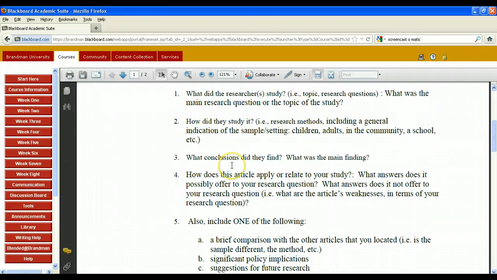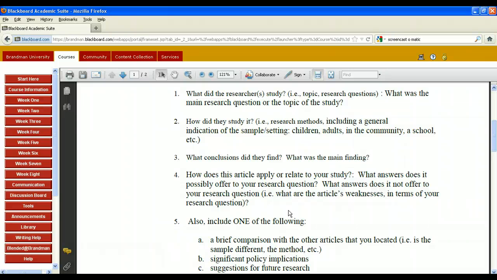You're telling us what conclusions they found, or what was the main finding. And most importantly, for your literature review, you're telling us how this article applies or relates to your study. What answers does it possibly offer to your research question, and what answers does it not offer to your research question? That is, what are the article's weaknesses in terms of your research question?